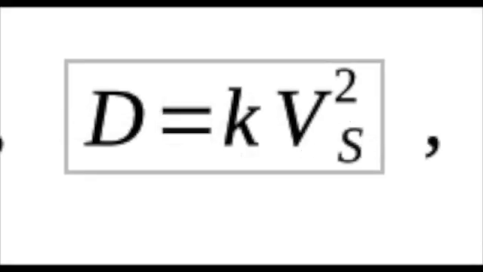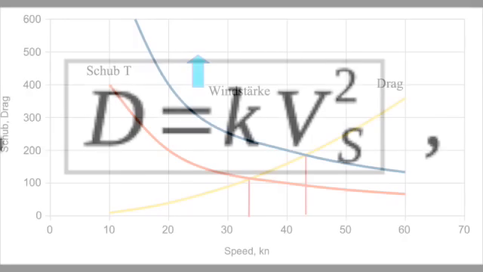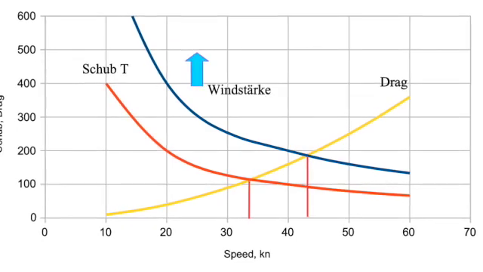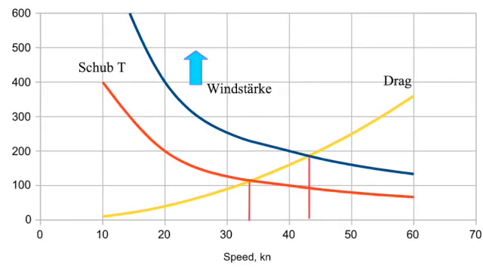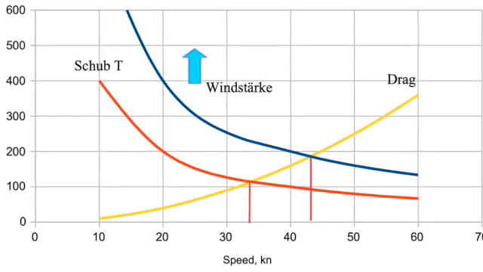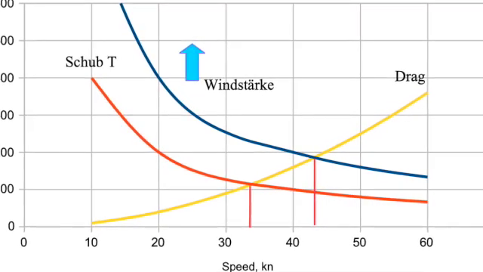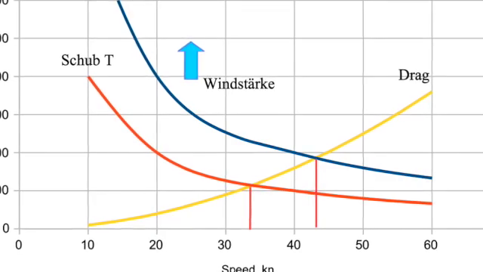The point of intersection provides the speed. The graph clearly shows that the thrust decreases with 1 over Vs, while the drag increases quadratically. The speed can only be increased if either the drag decreases or the thrust increases. The only way to increase the thrust is to increase the wind, as the sail force is limited by the body weight.